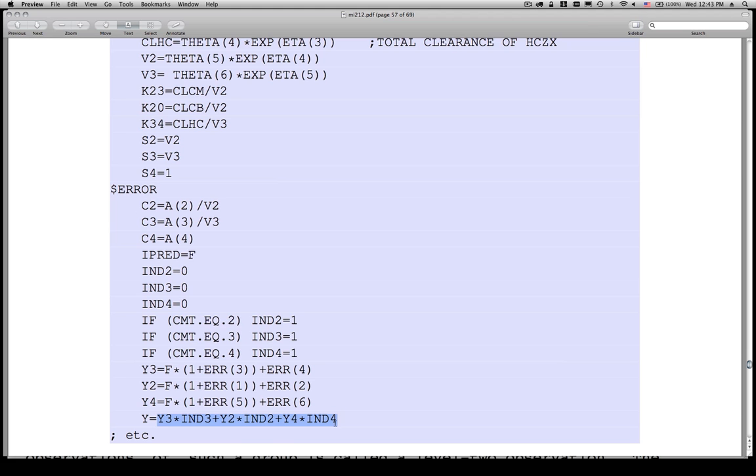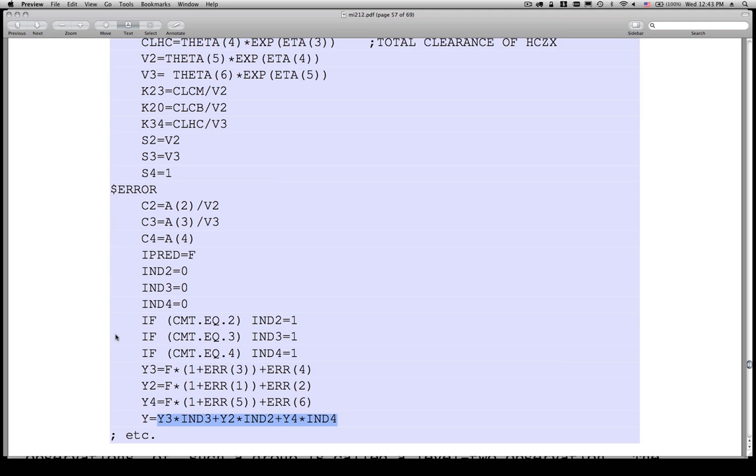If it's compartment 4, it'll be the urine collection amount. If it's compartment 2, it will be the plasma parent drug concentration. Now, I didn't specify the rest of the control stream here, but everything else is as you would typically do, except for the residual error, which we'll talk about next.